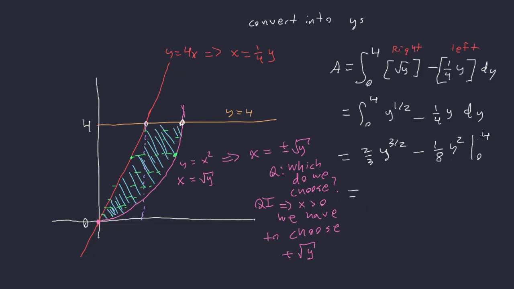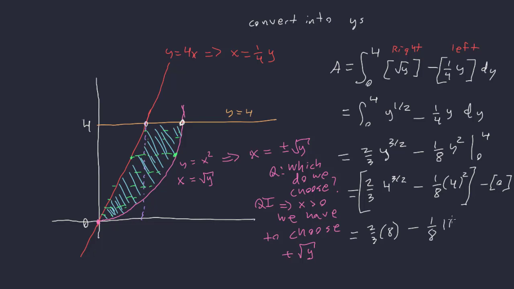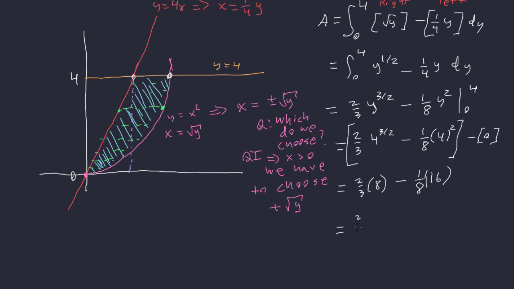Okay, now plugging in the 0, thankfully, is just going to give us 0. So this will be 2/3 4 to the 3/2 minus 1/8 4 squared minus 0. Okay, so 4 to the 3/2, that's basically taking the square root of 4 and then cubing it. So the square root of 4 is 2, then you cube it, that's 8. So this is 2/3 times 8 minus, now I have 1/8 times 16. All right, so then we get 16/3 minus, now 16 divided by 8 is 2. Okay, so we'll have 16/3 minus 6/3, so we end up with 10/3 at the end.